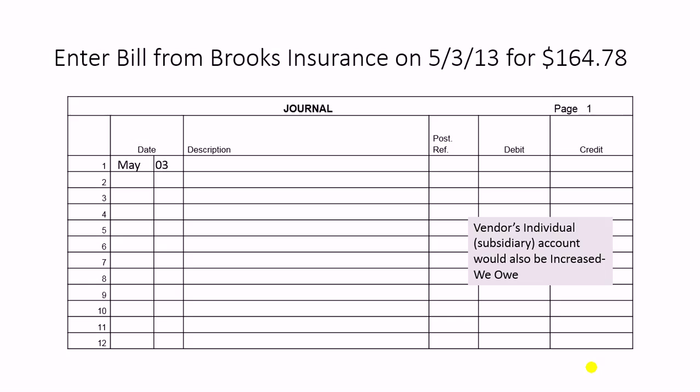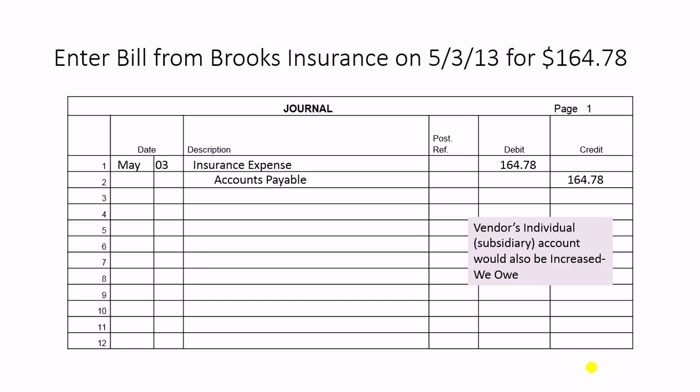Then you are going to choose what account will be debited. We are purchasing insurance, so the account to be debited in this case is going to be insurance expense. Then we will debit it for the amount $164.78. Then we need to choose what account is going to be credited. If we are entering this as a bill and this is not being paid right now, we owe it, so that is going to be accounts payable. Additionally, the vendor's individual account would be credited also. So we now owe more money in accounts payable.